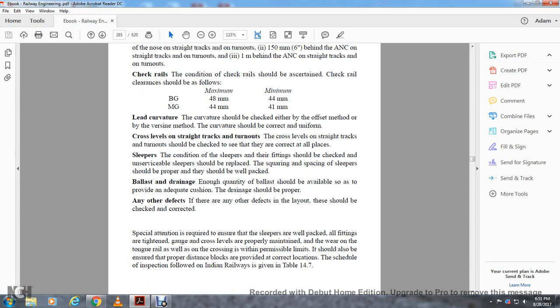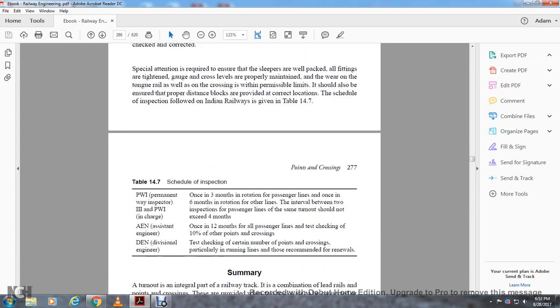Special attention is required to ensure the sleepers are well packed and all fittings are tight, and the gauge and cross level are properly maintained, as well as the wear of the tongue rail and crossing within permissible limits. It should also be ensured that distance blocks are provided at the correct location. The schedule of inspection of Indian Railways is given in table 14.7.